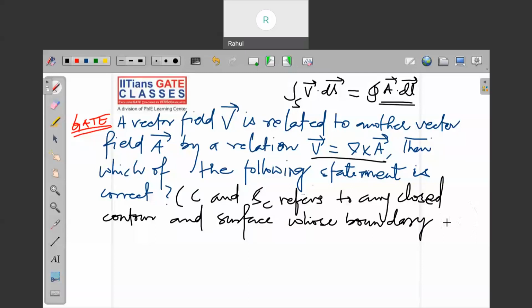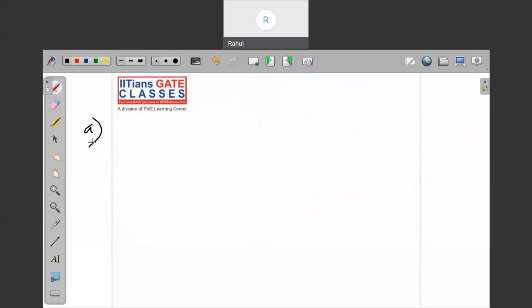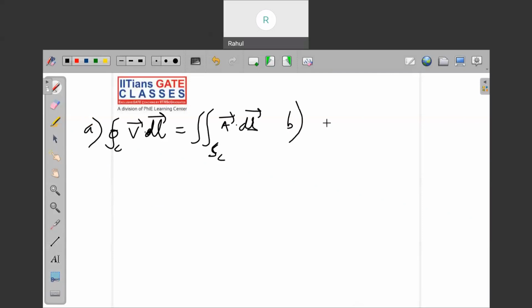So the options are given first. This question was asked in 2011. Option A is the surface integral of V dot dS. Option B they have given here is the closed-loop integral of curl of vector V dot dl equal to... okay, so this option will not be correct, right?